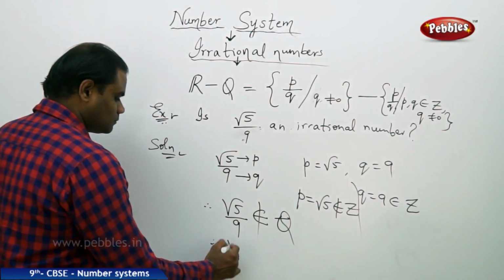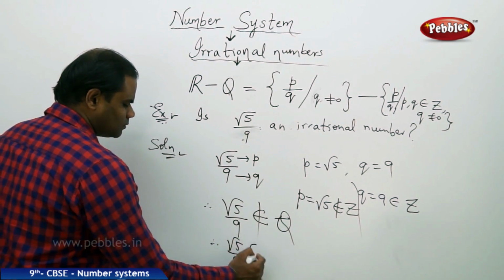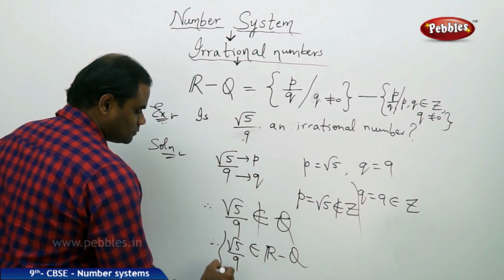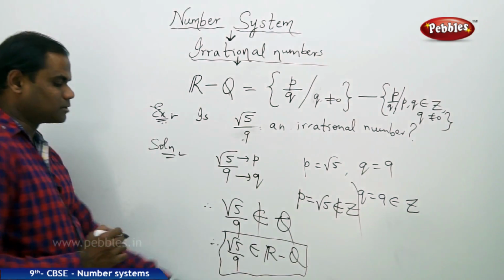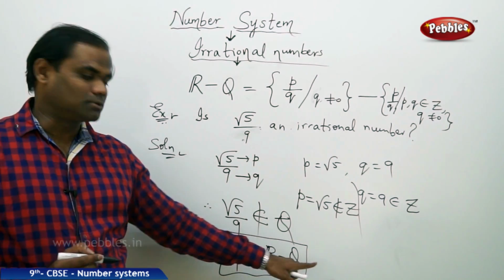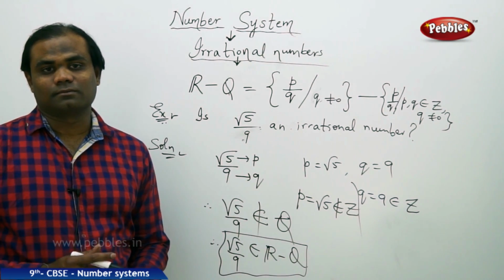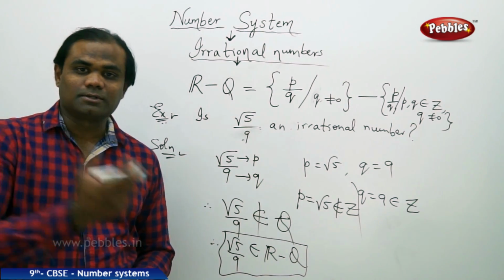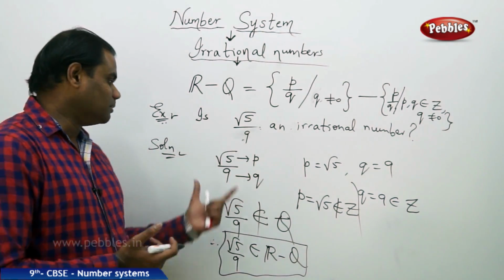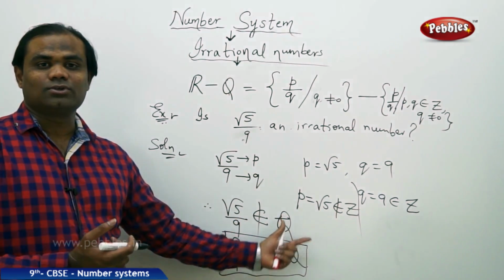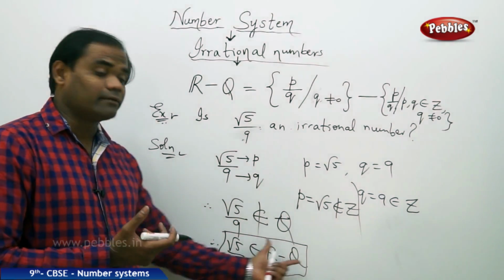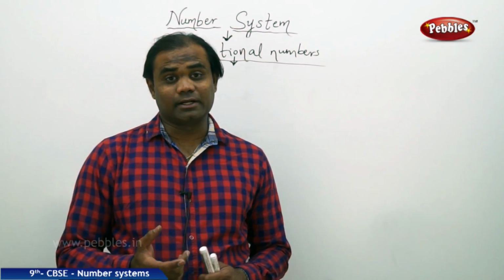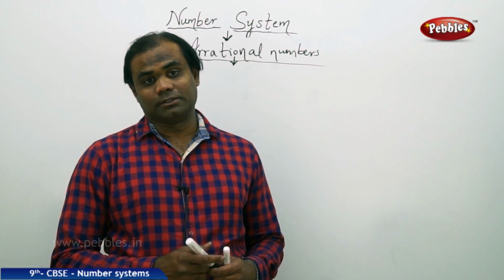Therefore, root 5 over 9 is an irrational number, denoted by all real numbers except Q, R minus Q, which is how we justify an irrational number through the concept of Q. Here, this is not a rational number, so obviously it must be an irrational number. Now let's take more examples to understand the irrational number better.